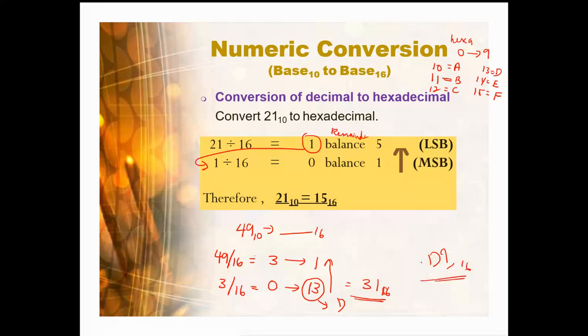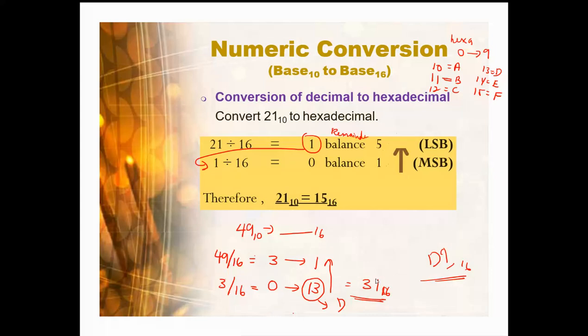So for example, if your remainder is more than 10, start dari 10 lah. Kalau sini 10, so jadi A lah. So 1A, 1B, for example. Example lah.